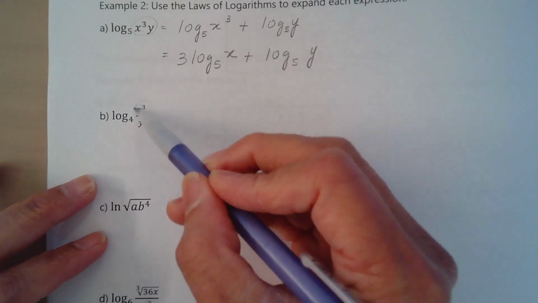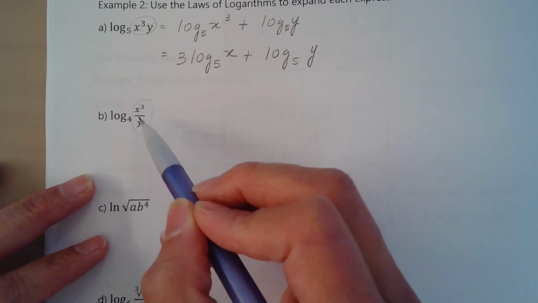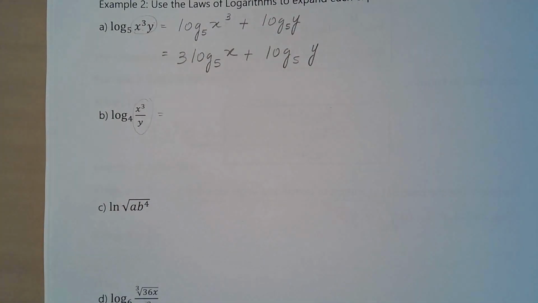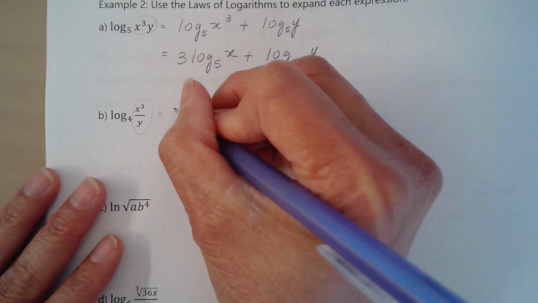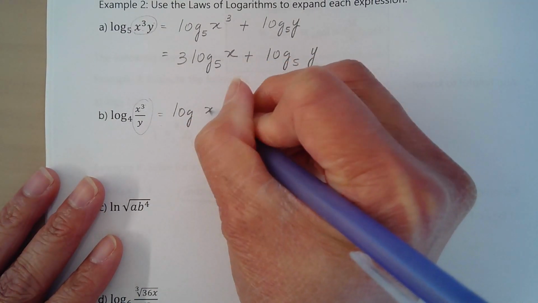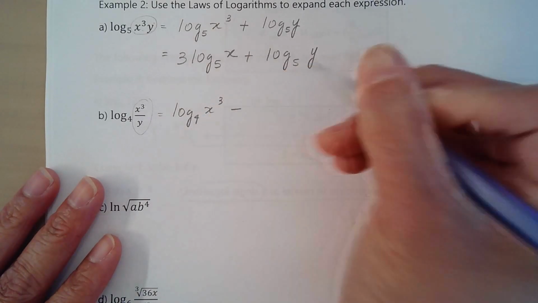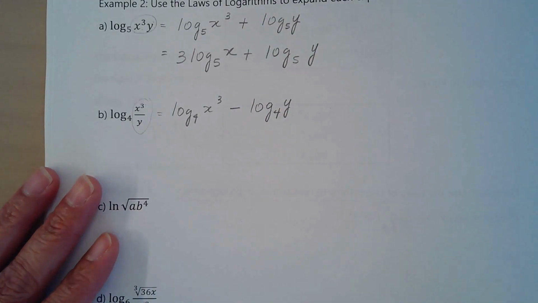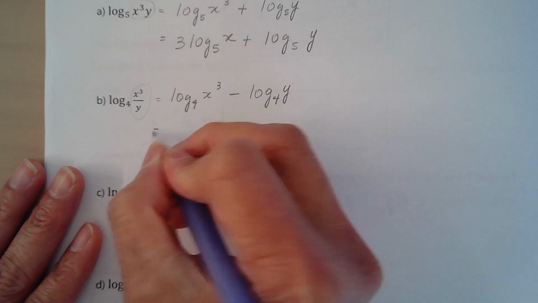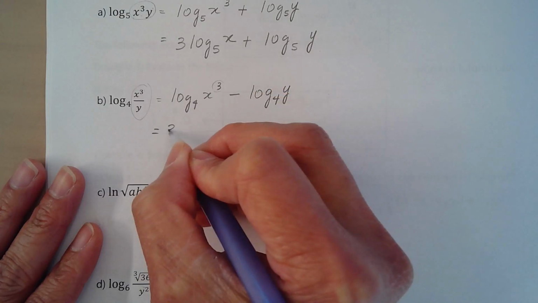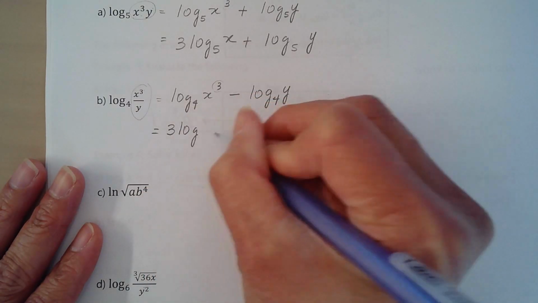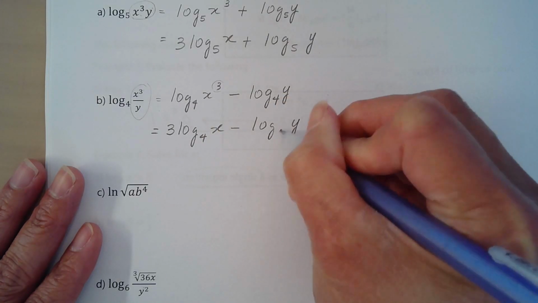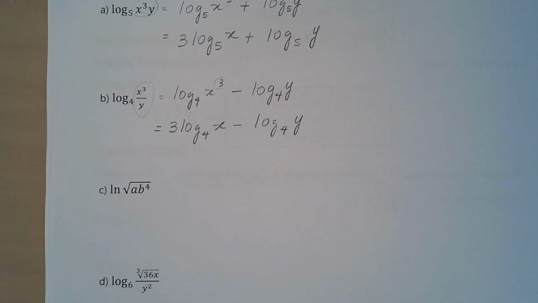Okay, so now here, the power x cubed over y. Okay, it's being divided, so that means it's going to be subtracted. So log x cubed base 4 minus log y base 4. And then the 3 can go at the front, so 3 log x base 4 minus log y base 4. And that's how far we're going to go with that one.